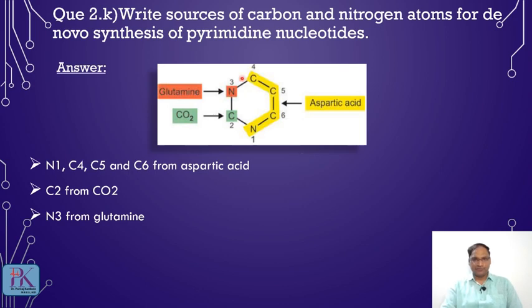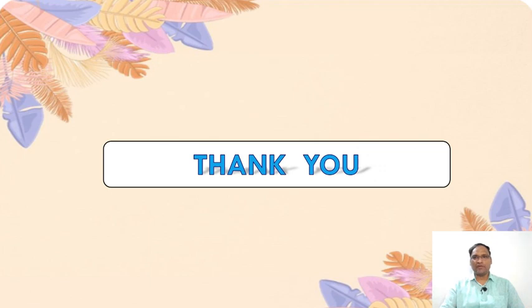Again, to revise, rather than mugging it up, if you have a visual impression it is very easy to remember. Just half of this purine ring, or more than half I will say, comes from aspartic acid. N1, C4, C5, C6 from aspartic acid, C2 from CO2, and N3 from glutamine. So that's it. Thank you.